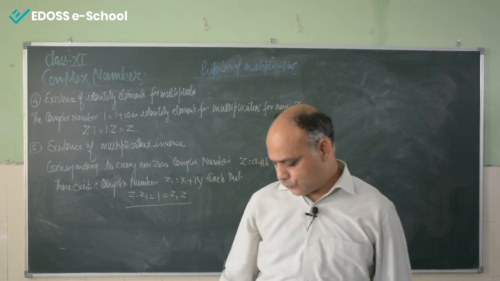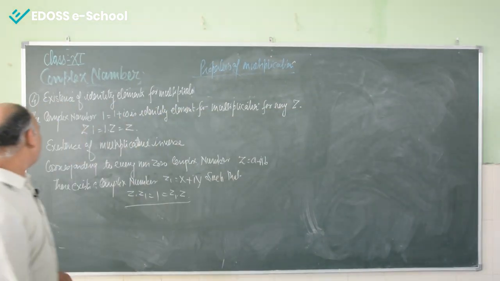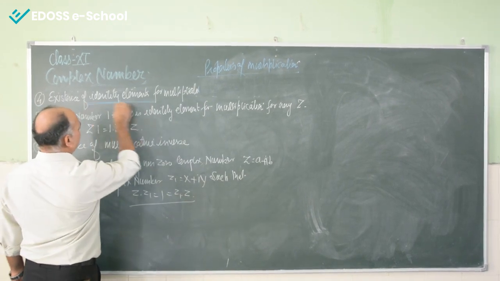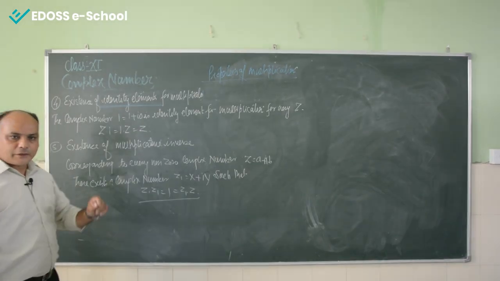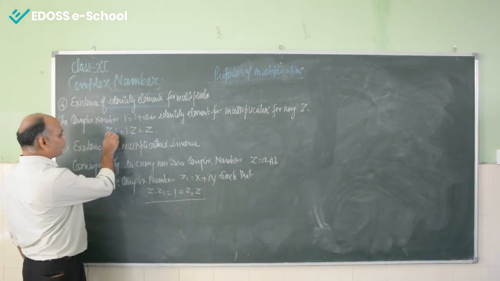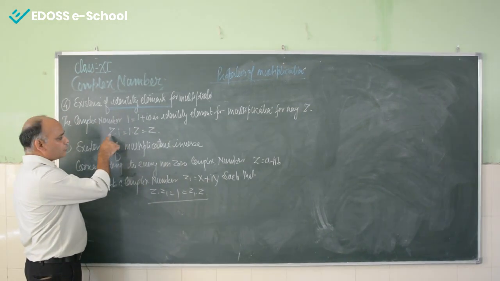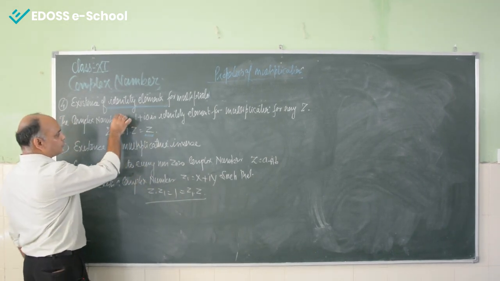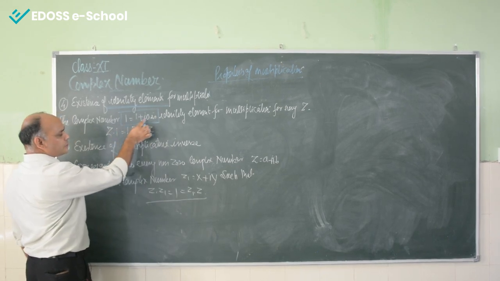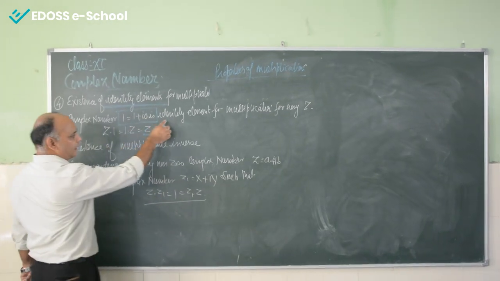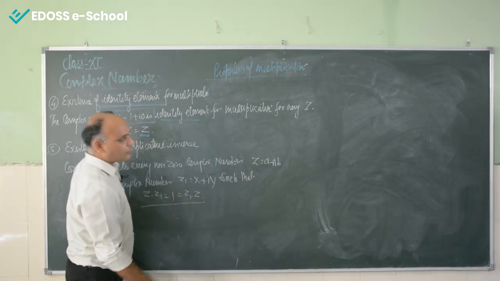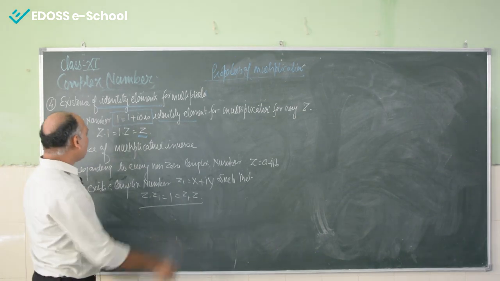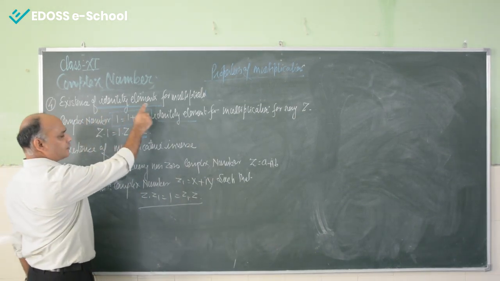Now the rest two properties of multiplication are, the first one is existence of an identity element. Identity element means 1. It means if a complex number is multiplied by 1, you get the complex number itself. Then this 1, or you can say 1 equals 1 plus 0 iota, is the identity element for the multiplication of every z. Every z means for the set of complex numbers, 1 is known as the identity element.